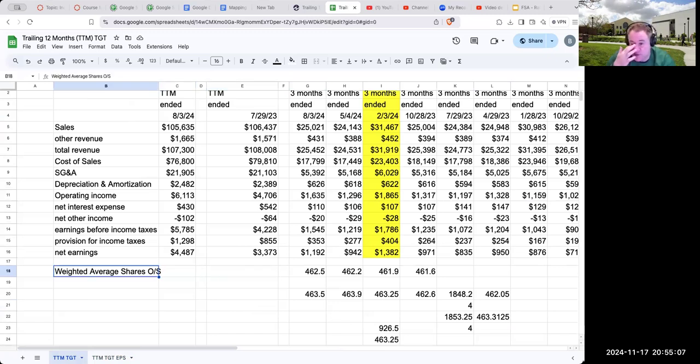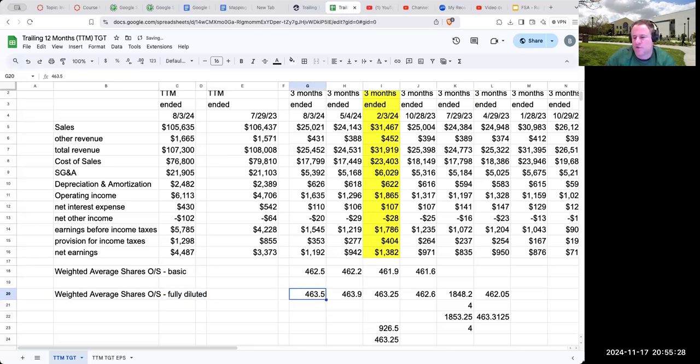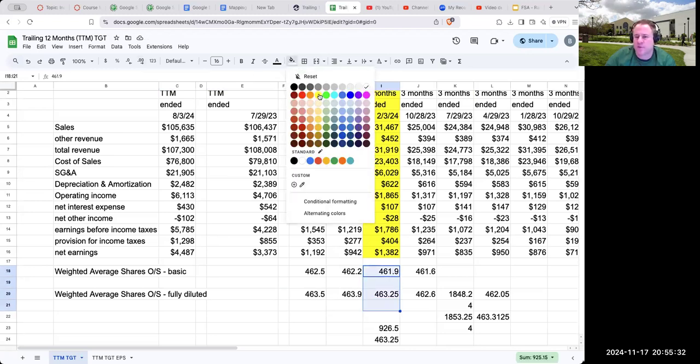This is something you're going to want to add into the bottom of your sheet. I did not go through and do this. This is going to be basic, and this is going to be weighted average shares outstanding, fully diluted. I'm also going to highlight, and I'll explain this a little bit more right over here.